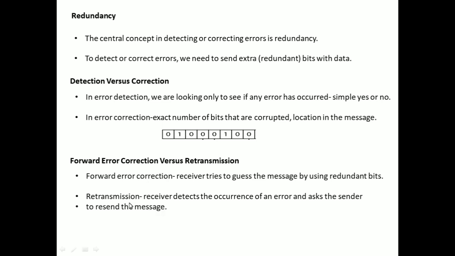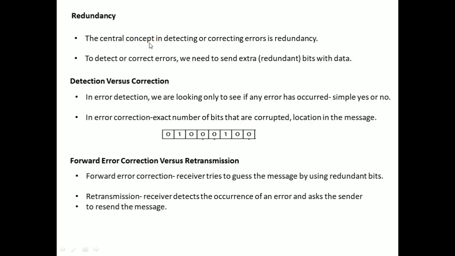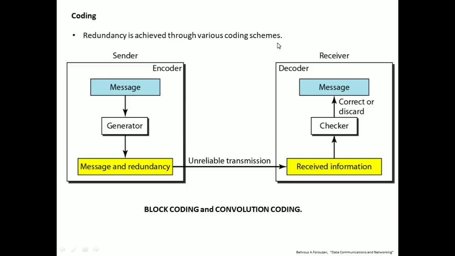In retransmission, until the receiver detects that there are no errors in the received message, it keeps asking the sender again and again to retransmit the message. The next one is coding. Redundancy is achieved through various coding schemes. We already said that the central concept in detecting or correcting errors is redundancy. Now we must have a way to introduce redundancy in our original message, and we will do this with the help of coding.